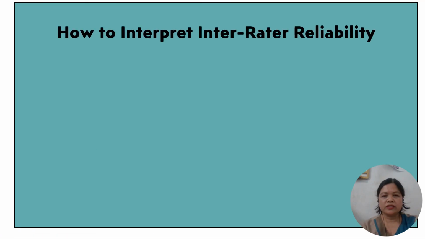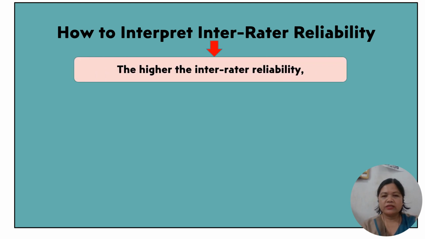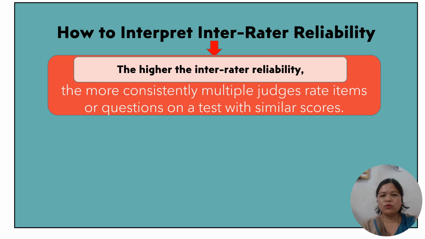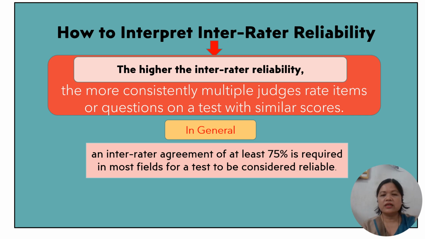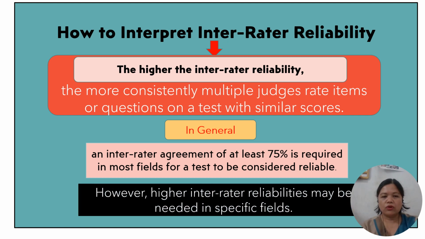So how to interpret inter-rater reliability? The higher the inter-rater reliability, the more consistently multiple judges rate items or questions on a test with similar scores. In general, an inter-rater agreement of at least 75% is required in most fields for a test to be considered reliable. However, higher inter-rater reliability may be needed in specific fields.